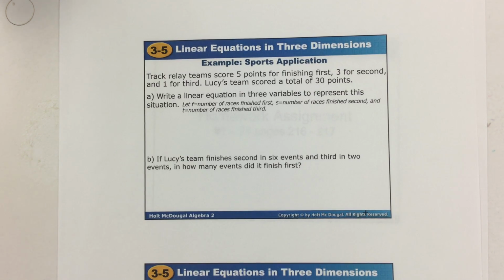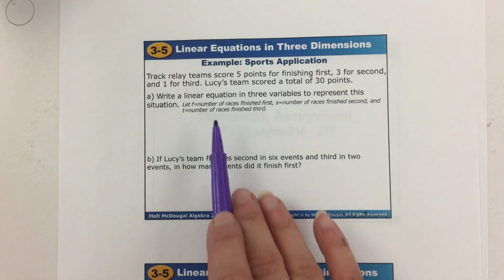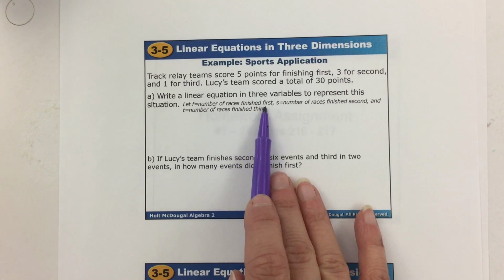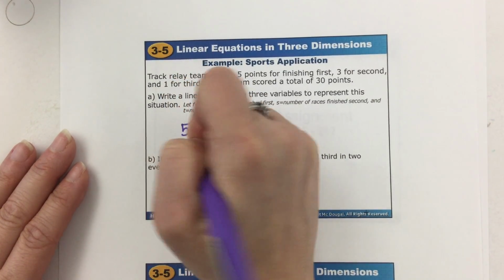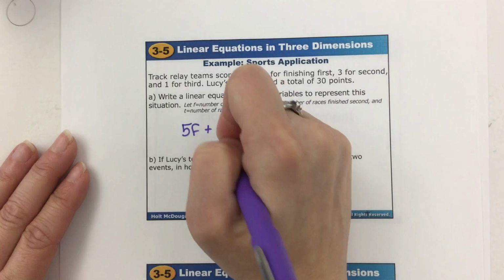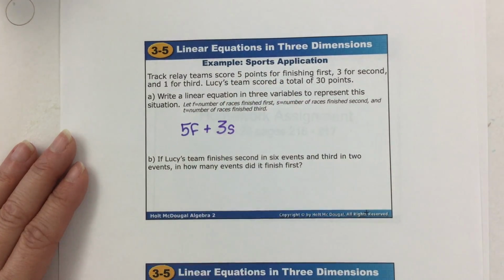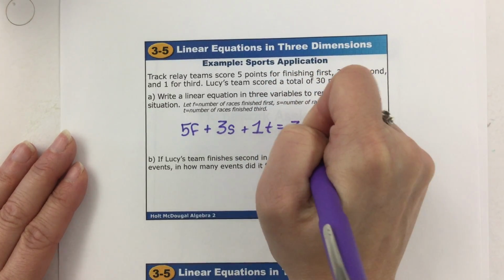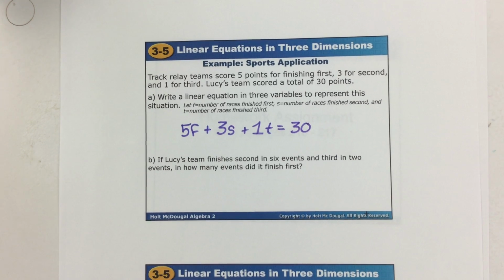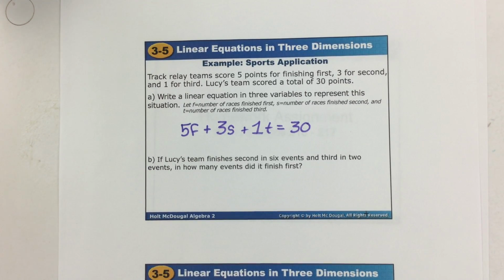Lucy was on a team, and Lucy's team scored a total of 30 points. Write a linear equation that has 3 variables. The reason why we have 3 variables is because we have 3 places. We have first, second, and third place. Let F represent the number of first finishes, S for second, T for third. So you get 5 points for first, plus 3 points for second, plus 1 point for third. Lucy's team scored 30. There's an equation that has 3 variables, so that is a 3-dimension equation.